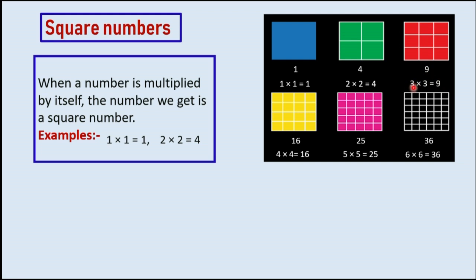When number 3 is multiplied by itself, that is equal to 9, and this 9 is what? Square number. Same here, 16 is what? Square number. 25 is what? Square number. 36 is what? Square number. Why? 6 into 6 means 6 is a number multiplied by itself, that is equal to 36. And when 6 rows and 6 columns are multiplied, you will get 36 squares.